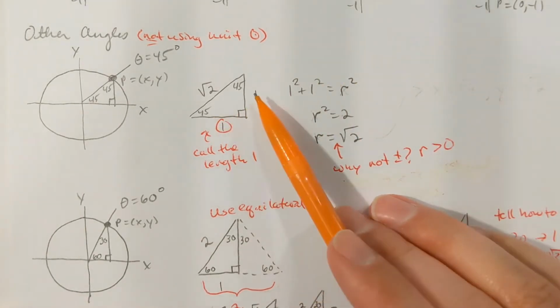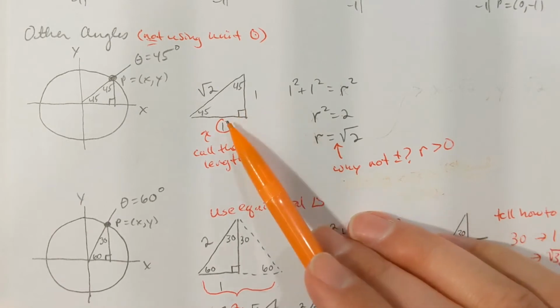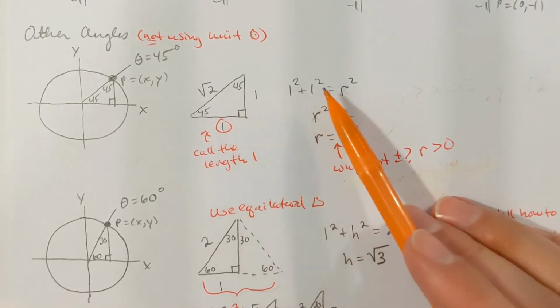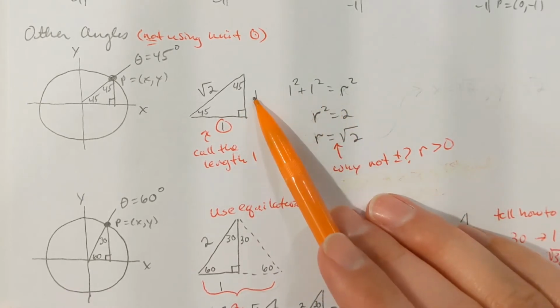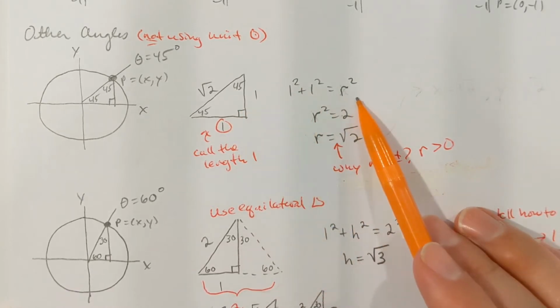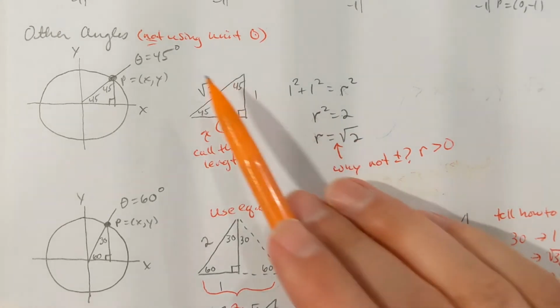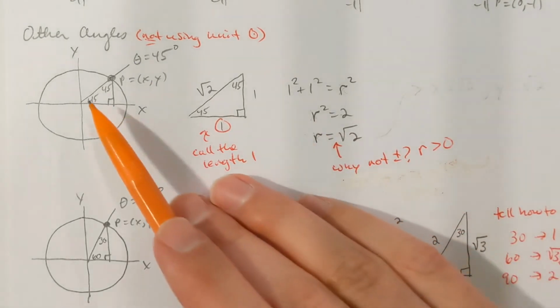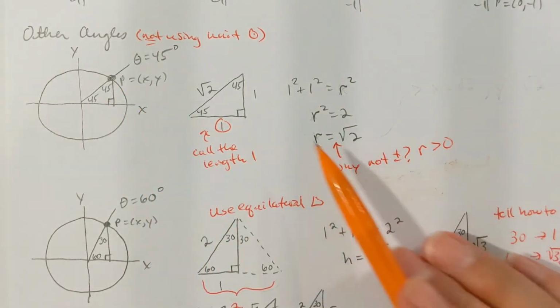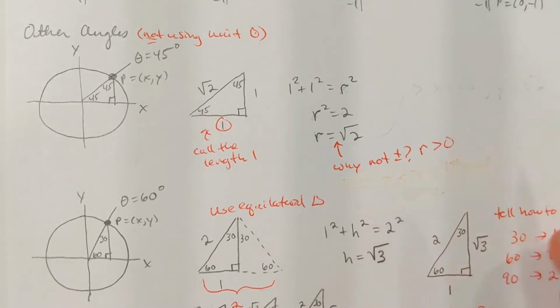Opposite the 45 degrees, I'm going to put 1 just for ease of the calculations. And using the Pythagorean theorem, the sum of the squares of the legs equal the square of the hypotenuse. If you solve, you'll get the square root of 2 as the value of the hypotenuse. Of course, you can't have a negative since you're talking about the radius of a circle. The radius can't be negative there. Okay.